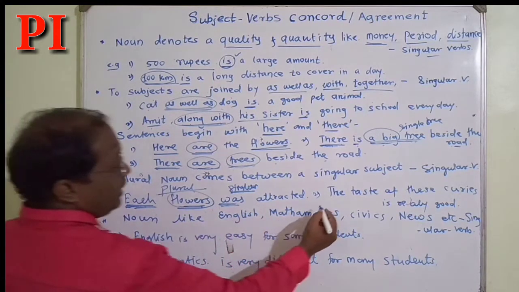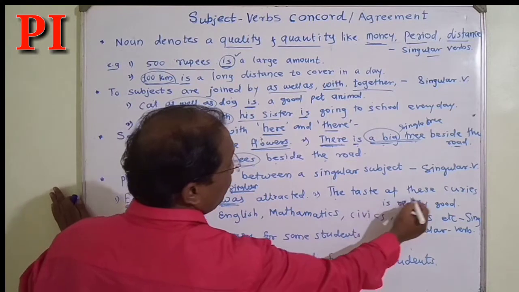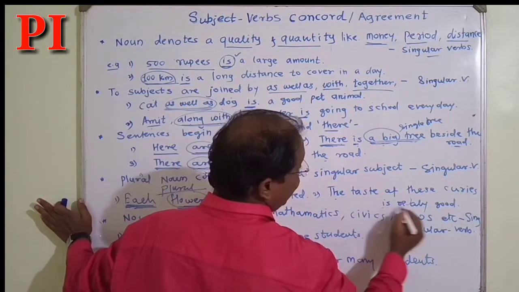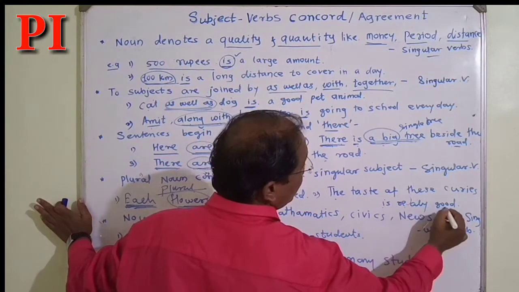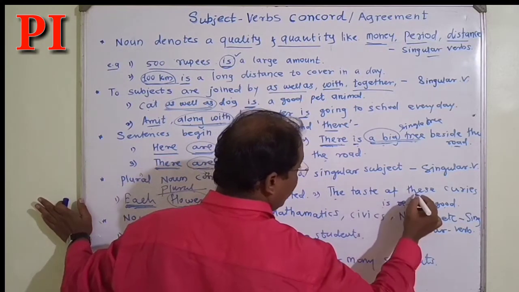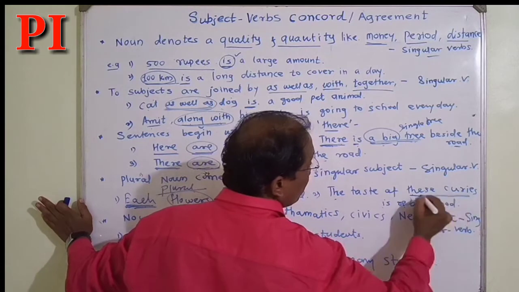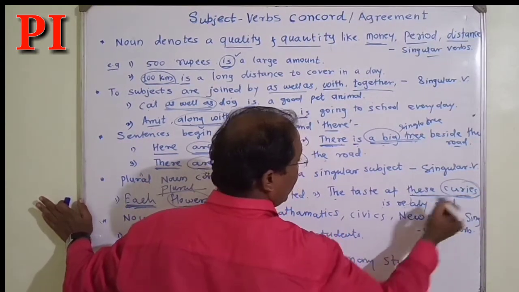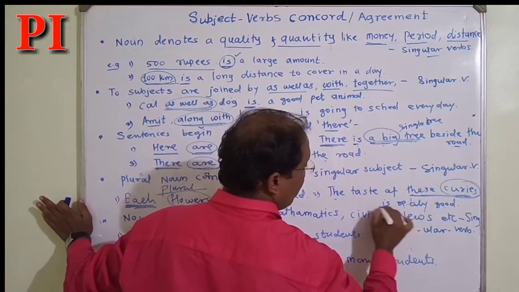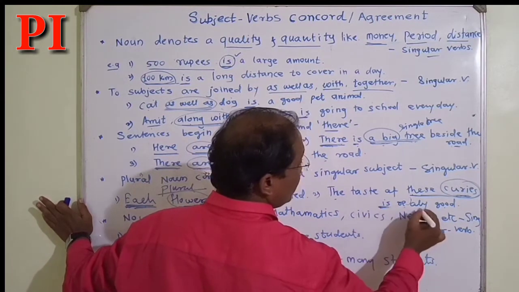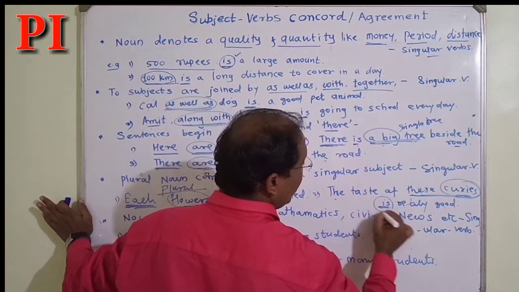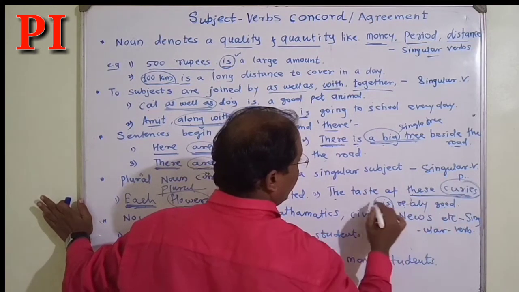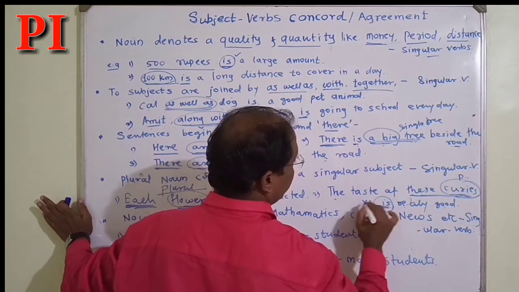Then second sentence: The taste of these curries is really good. Here many curries are available. For those many curries, we take the taste, but that is really good. Many curries are plural here, but we use a singular verb.